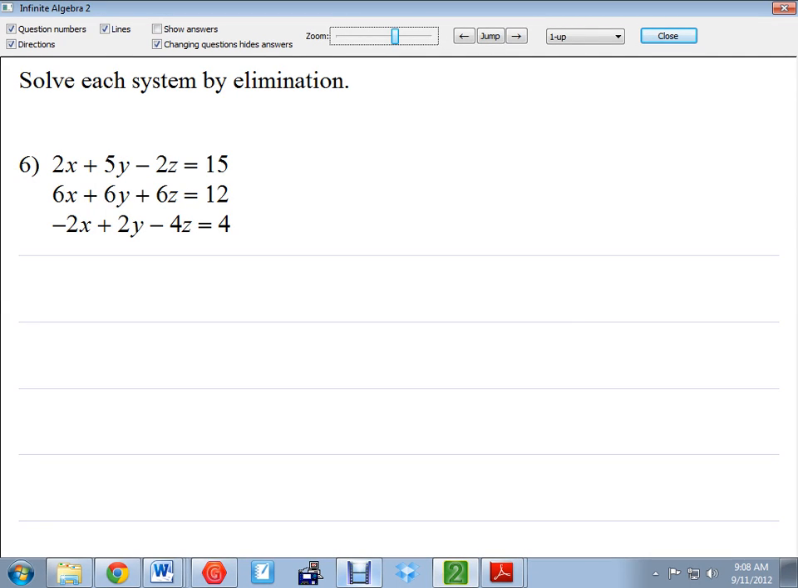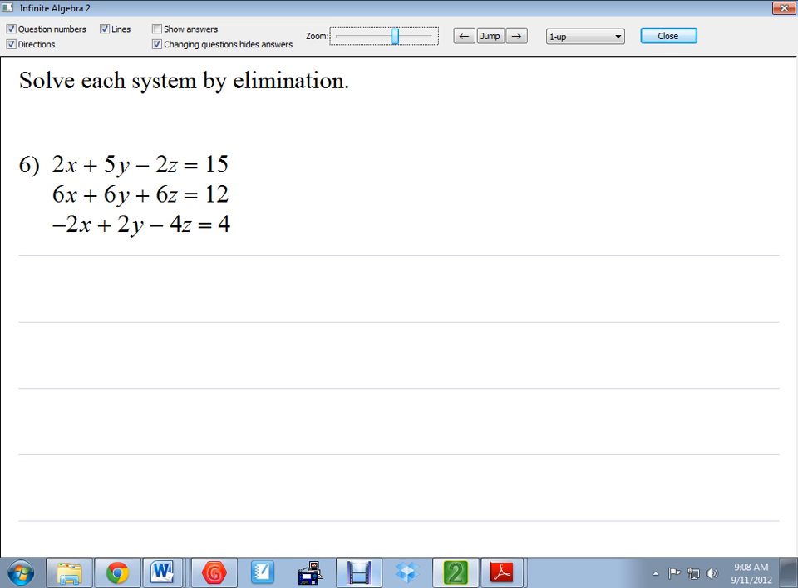Now we're going to talk about systems of equations with three variables using elimination. And you can see that I have three equations because I have three variables. It's important that all the x's, the y's, and the z's all be lined up with each other. It just makes everything a lot easier. These are all kind of in standard form, so it's going to be a relatively easy thing to do.